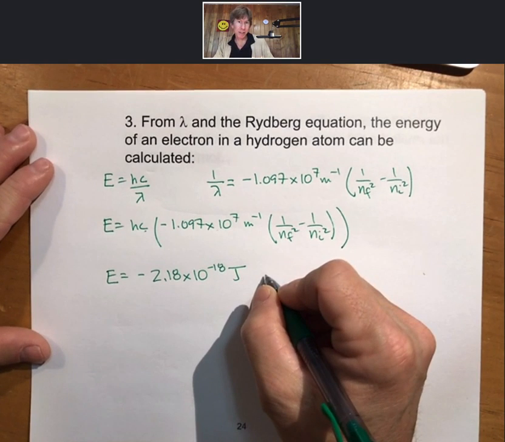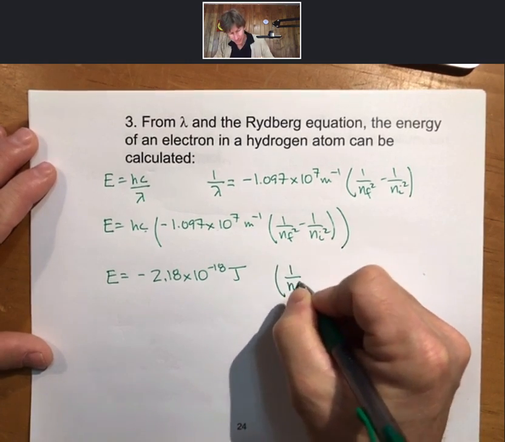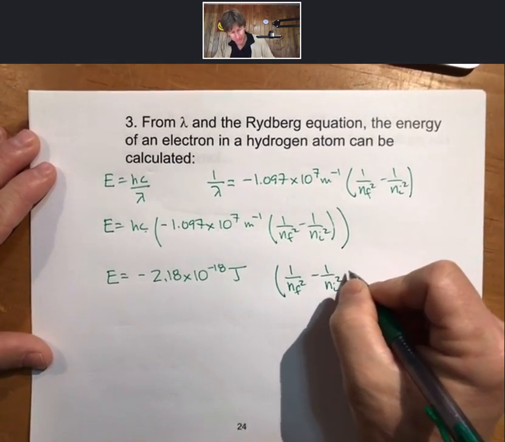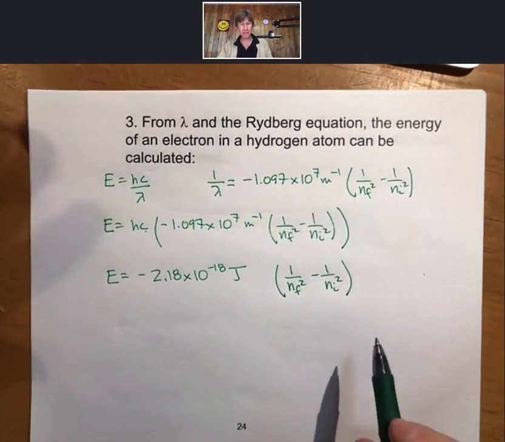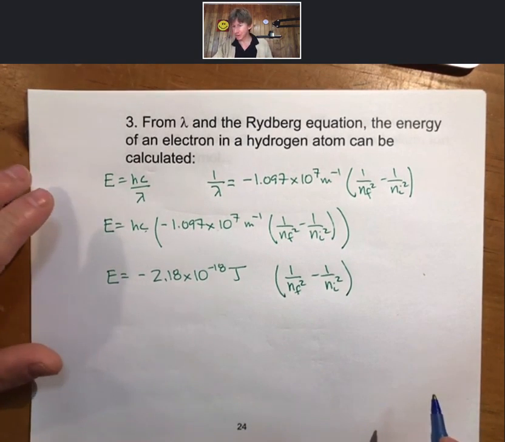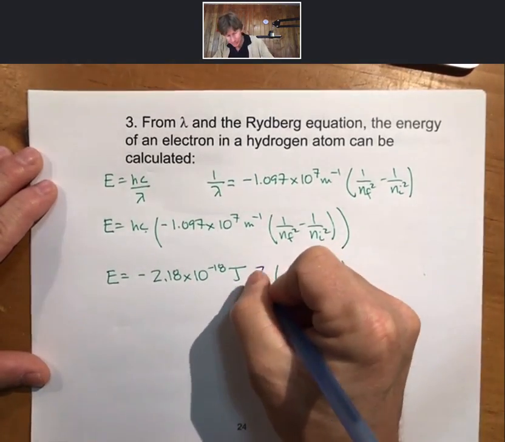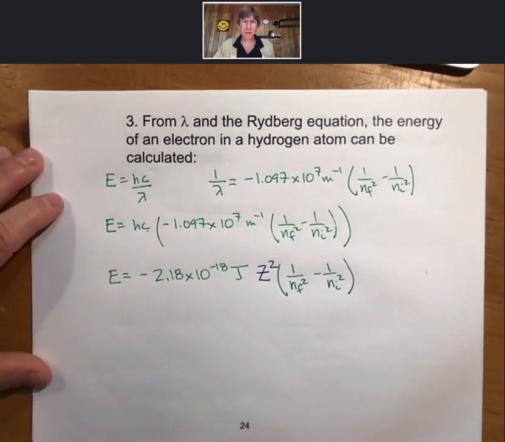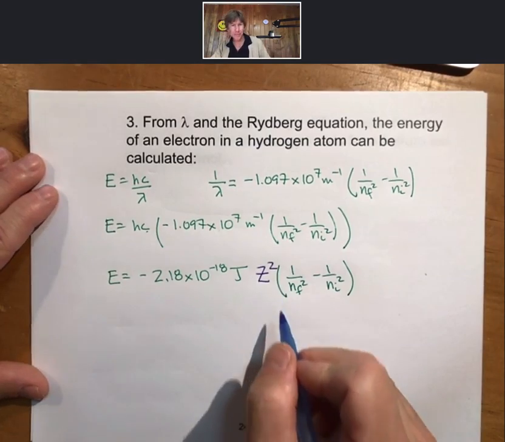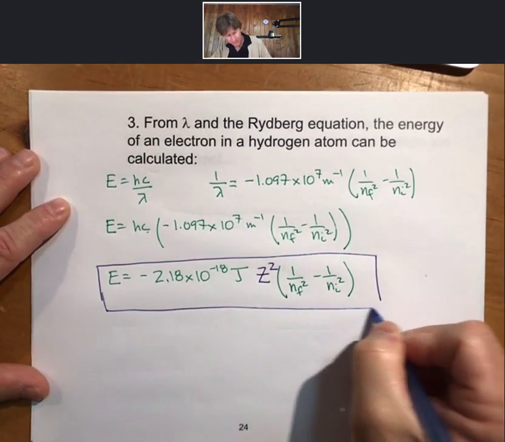Remember, so far we're doing this only for hydrogen, but we want to generalize it. 1 over n final squared minus 1 over n initial squared. Okay, so this is the equation for hydrogen. Now we're going to go ahead and make it general. That is a Z, and it is squared.